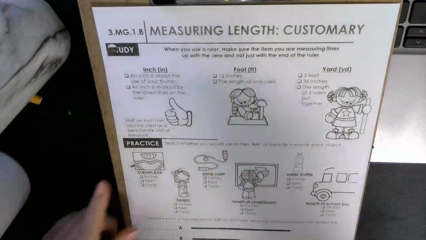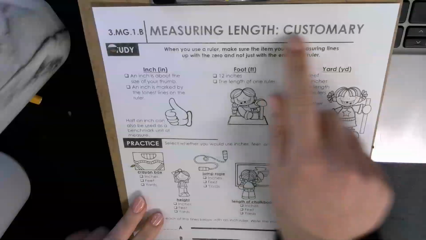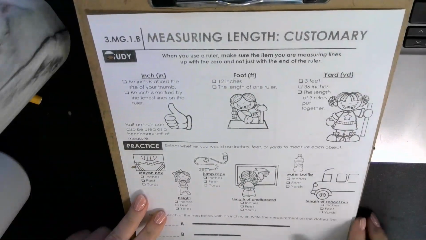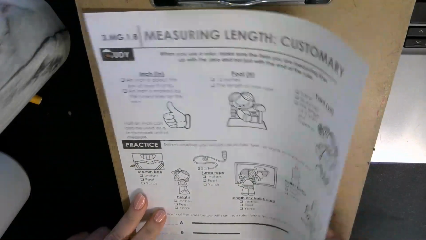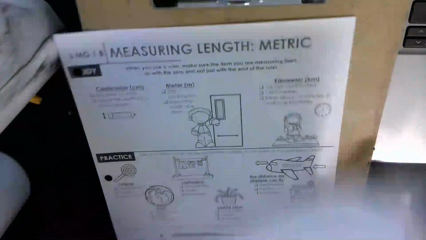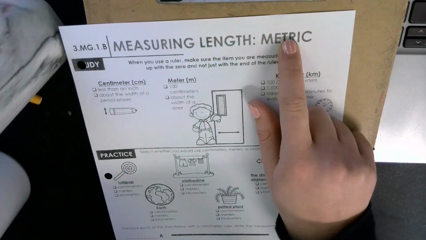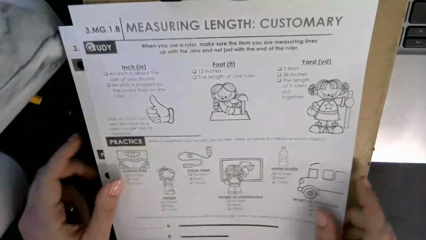We have 2 types of measuring length. Customary, which is very common in the United States of America. And then we have the metric system, which is very popular around the world, as well as in math and science.